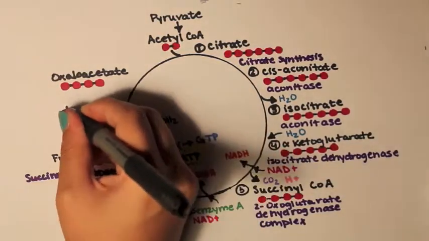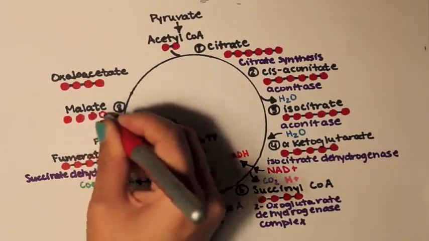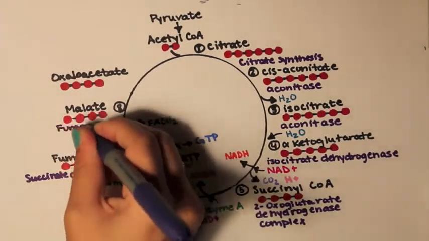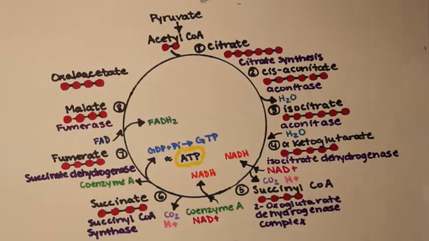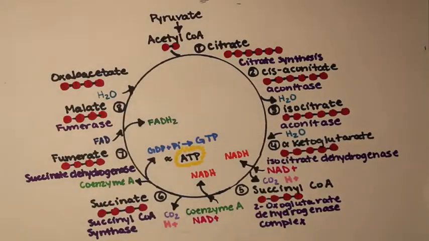In the eighth step, malate is produced. Malate is a 4-carbon molecule. It is formed by the enzyme fumarase. And during this step, water is used.